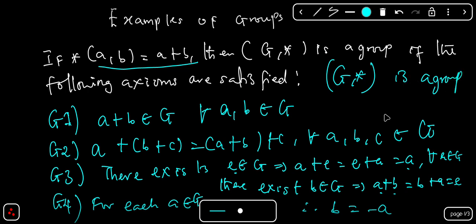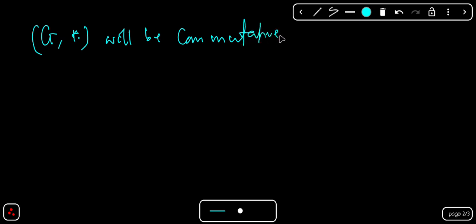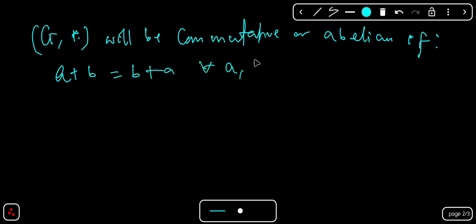For the special property, the commutative property, if you want to check for it, this must be satisfied. Say G comma asterisk, and don't forget our operation here is plus, will be commutative, or abelian, if the commutative property holds. That is, a plus b must be equal to b plus a, for all a, b in G.